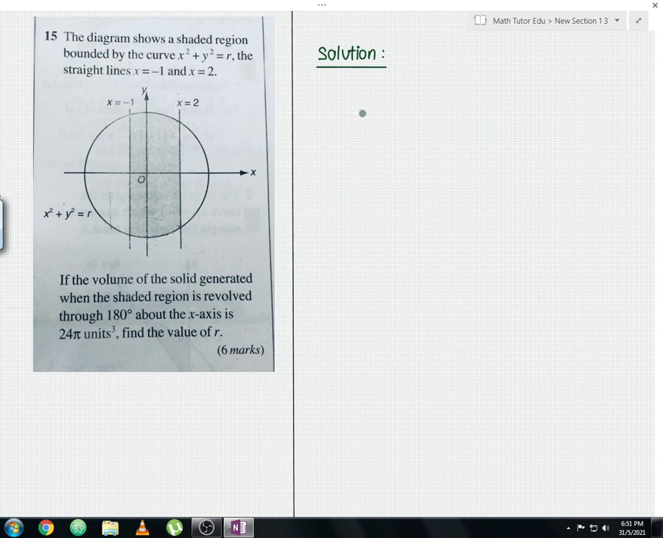Before moving on into the discussion, I want you to be careful before attempting the question because the question is emphasizing 180 degree about the x-axis, is not 360 degree. Usually when you encounter this type of question, they will give you 360 degree. So when you see the 360 degree, you know that it is a full revolution. But in this case, they gave you 180 degree. So 180 degree is indicating it is a half revolution. Okay guys, so I hope you are clear about this 180 degree. So from here, let us continue to find the value of r.